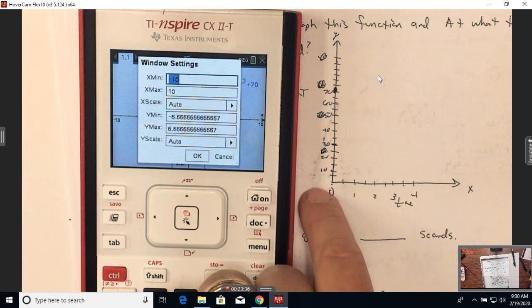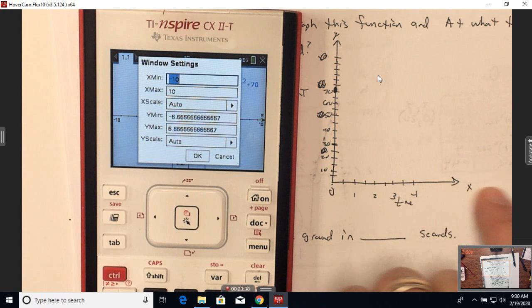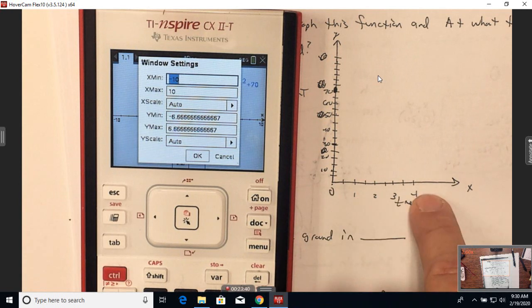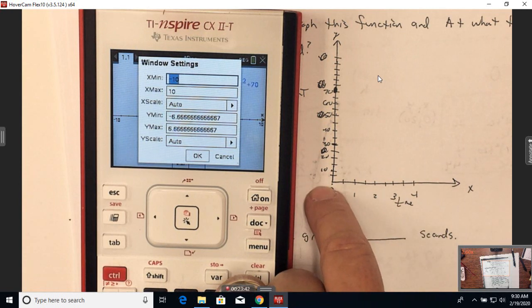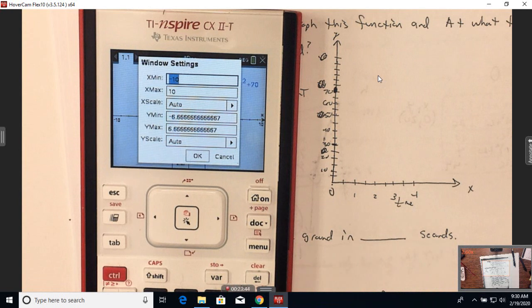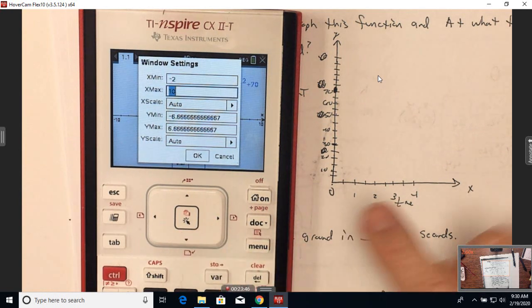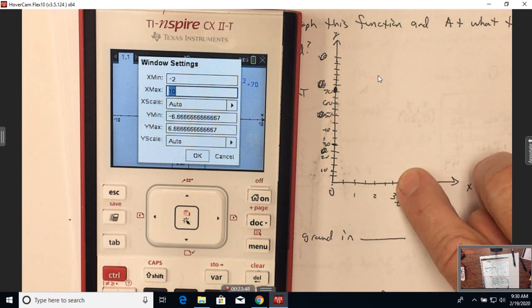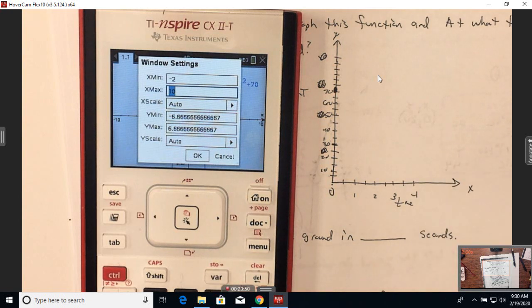Let's change our minimum to be a little bit to the left. See, this is my axis, my minimum axis. See, I've got 0 to 4. Let's just go to the left a little bit of 0. Let's go negative 2. And let's go to, I don't know, we can go 4 seconds.